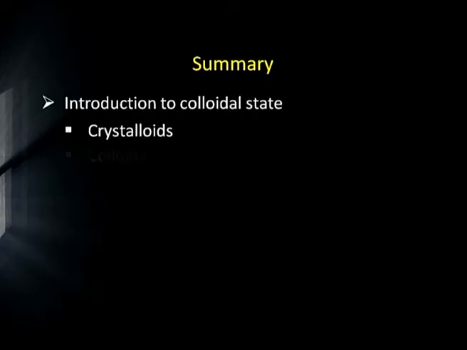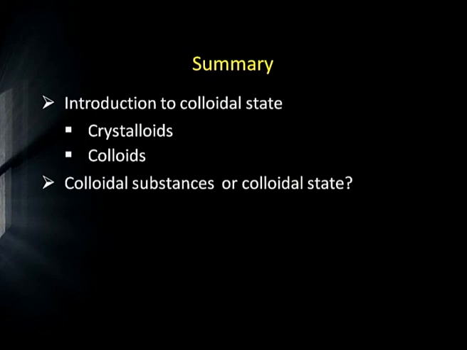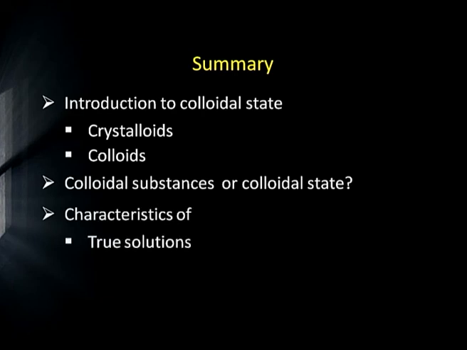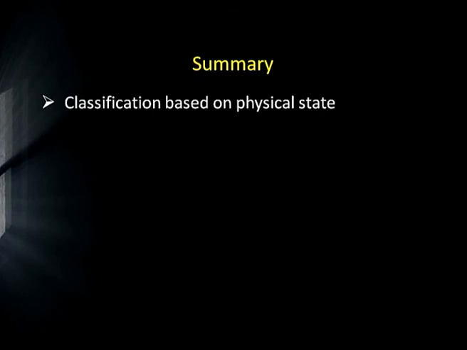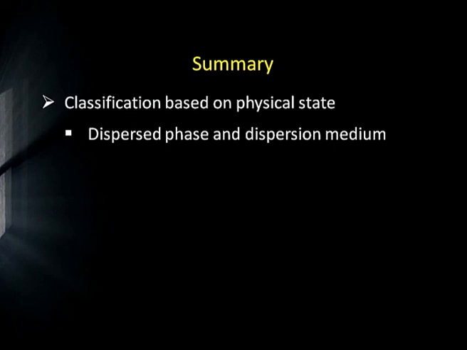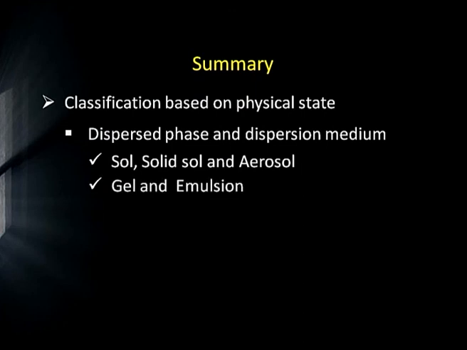Let me summarize what we have seen today. I started with the introduction to the colloidal state, crystalloids and colloids, how the substances are classified, and then the realization that colloidal state is not the substance that we are interested in, characteristics of true solutions, colloidal dispersions and suspensions. Then we tried to classify the colloidal dispersions into various types based on, say, physical state. We looked at what is the dispersed phase and the dispersion medium, based on which we classified them into sol, solid sol, aerosol, gel, emulsion, etc.